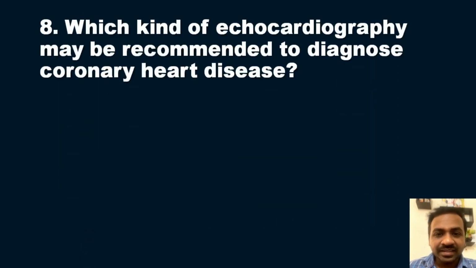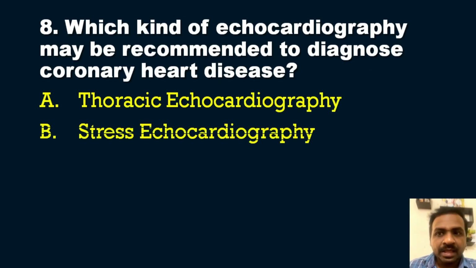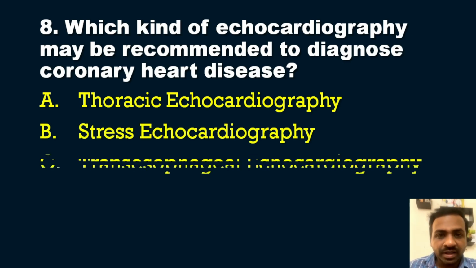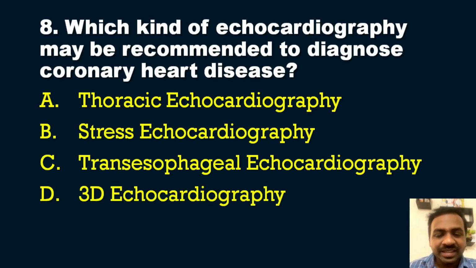Now I think we can move on to the next question, that is the 8th question in our series. This is regarding echocardiography, and the question is, which kind of echocardiography may be recommended to diagnose coronary heart disease? You should understand the various types of echo to answer this question. So the options are, first one, transthoracic echocardiography, option B, stress echocardiography, option C, transesophageal echocardiography, and option D, 3D echocardiography.